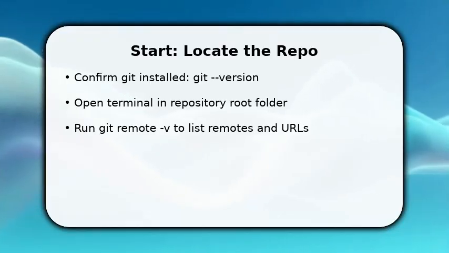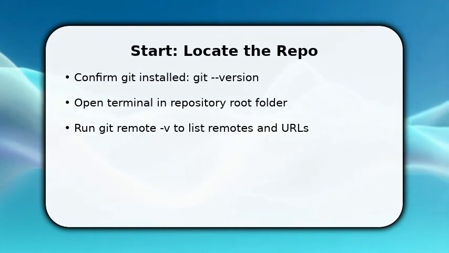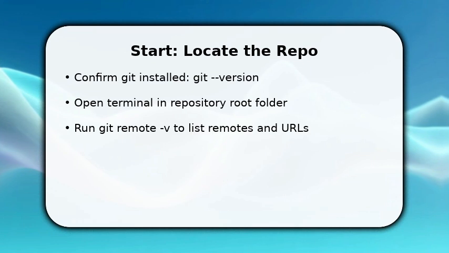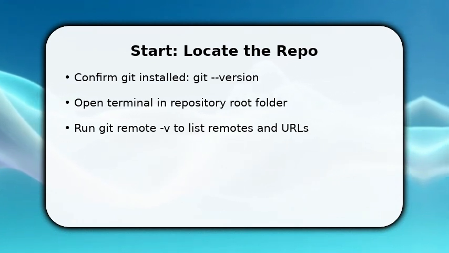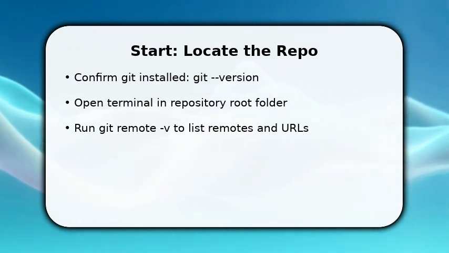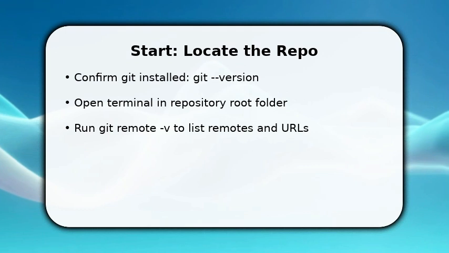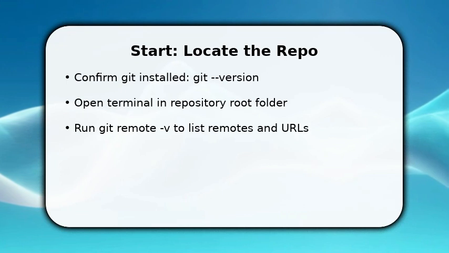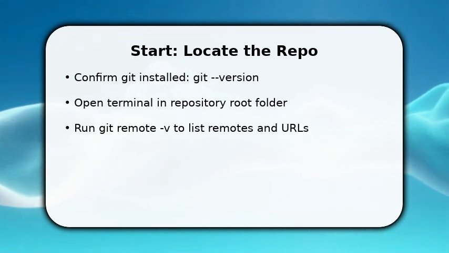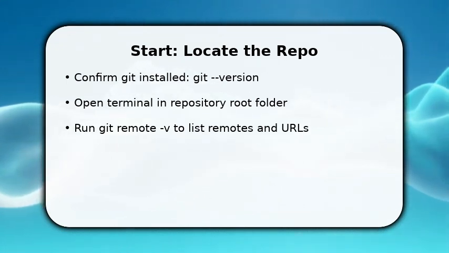You already have the basics. Start by opening a terminal in the project root so you operate on the correct repository. Run git version if you need to confirm Git is available, then run git remote -v immediately to list configured remotes and their URLs. This command shows each remote name with fetch and push addresses. Reading both helps you understand which URL Git uses for reads versus writes.